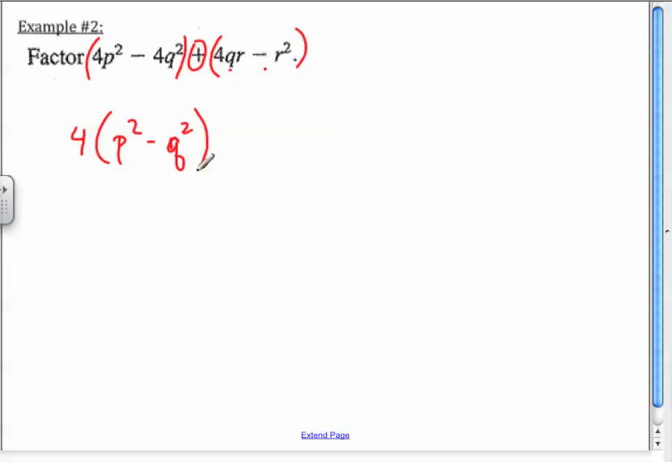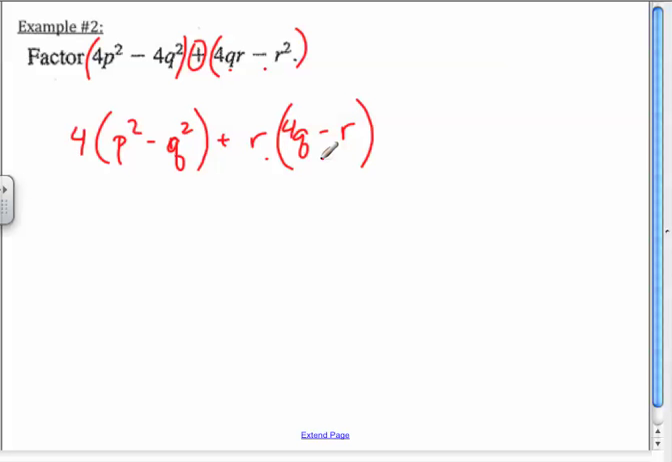And then I'm also going to get, what can I pull out over here? It looks like just an r times 4q minus r. And that's it. Man, what am I going to do with that? I can't factor anything there. I don't think there's anything that I can do with that.